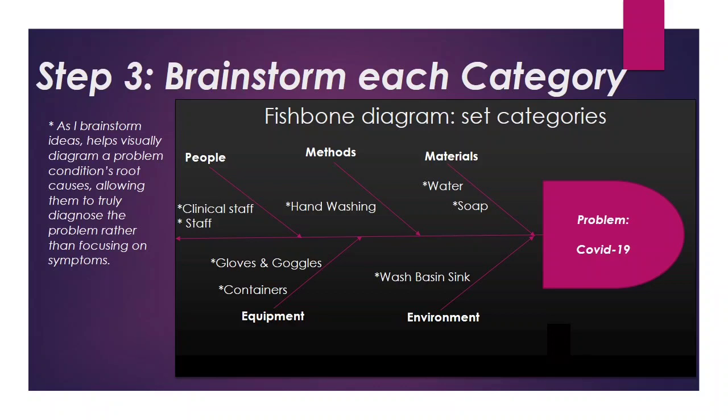The problem I choose is COVID-19. People: clinical staff. Methods: hand washing. Materials: water and soap. Equipment: gloves, goggles, and containers. And the environment: wash basin, sink.